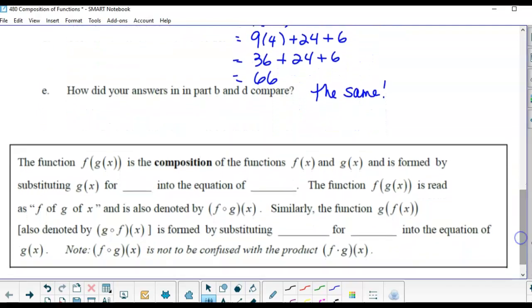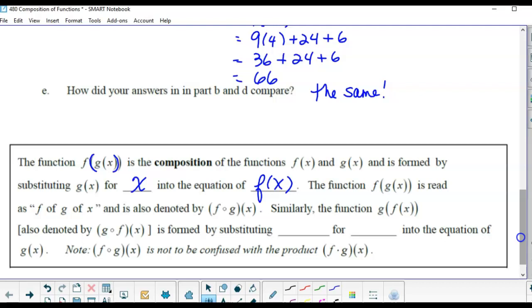Okay, so to summarize this, f of g of x is the composition of the functions f and g and is formed by substituting g of x for x in the equation of f of x. So this here, brackets for f, now we've replaced that original x with g of x. The function is read as f of g of x. Or you might see it as f at g at x. So at instead of, but means the same thing.